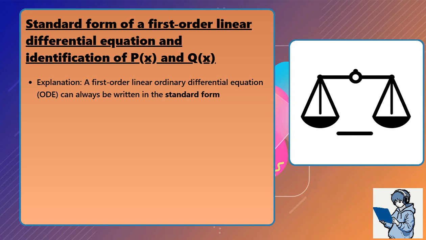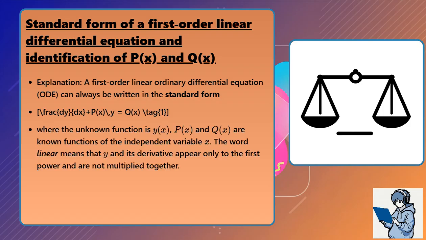A first-order linear ordinary differential equation, ODE, can always be written in the standard form dy/dx + p(x)y = q(x), where the unknown function is y(x), and p(x) and q(x) are known functions of the independent variable x. The word linear means that y and its derivative appear only to the first power and are not multiplied together.